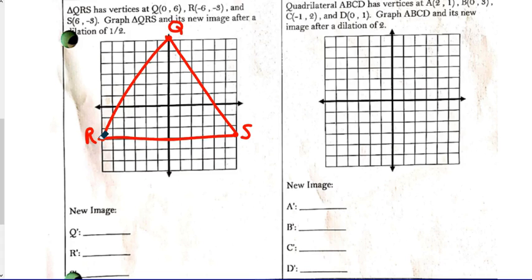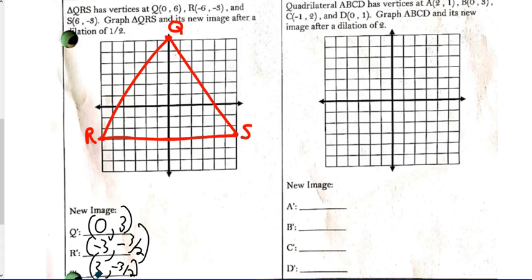Now, it says the dilation is 1/2, so it's actually going to get smaller because we're multiplying by 1/2. Q times 1/2: 0 times 1/2 is still 0, and 6 times 1/2 is 3. Then R is -6, so R prime is -6 times 1/2, which is -3, and -3 times 1/2 is -3/2, or -1.5. And then S prime is just going to be 3, -3/2.